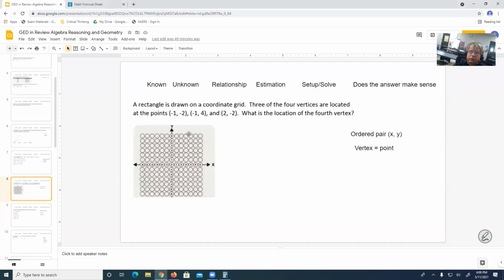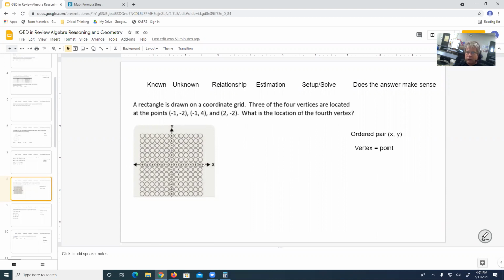So number 8, this is the 8th one we're going to do here. So now we have this coordinate grid. A rectangle is drawn on the coordinate grid. 3 of the 4 vertices are located at the points (-1, -2), (-1, 4), (2, -2). What's the location of the 4th vertex? Now, again, on the GED test, you would not be able to mark on this. You'd have to draw your own X and Y axis again.